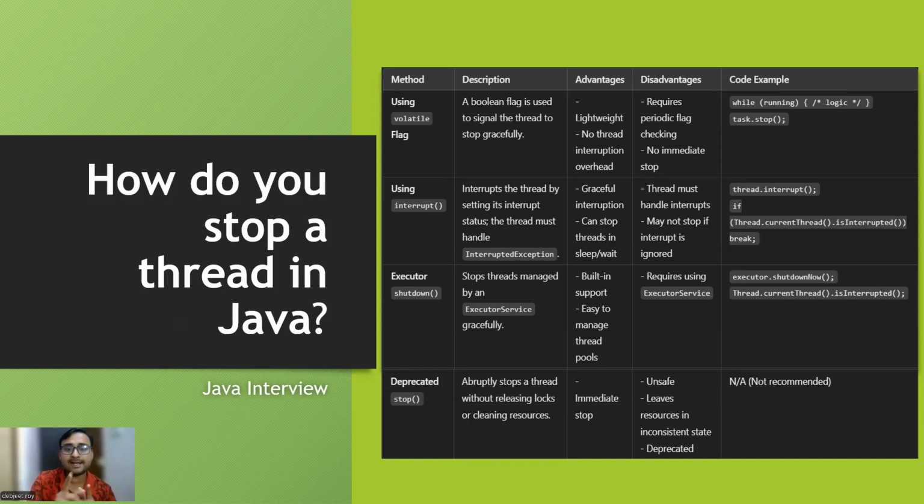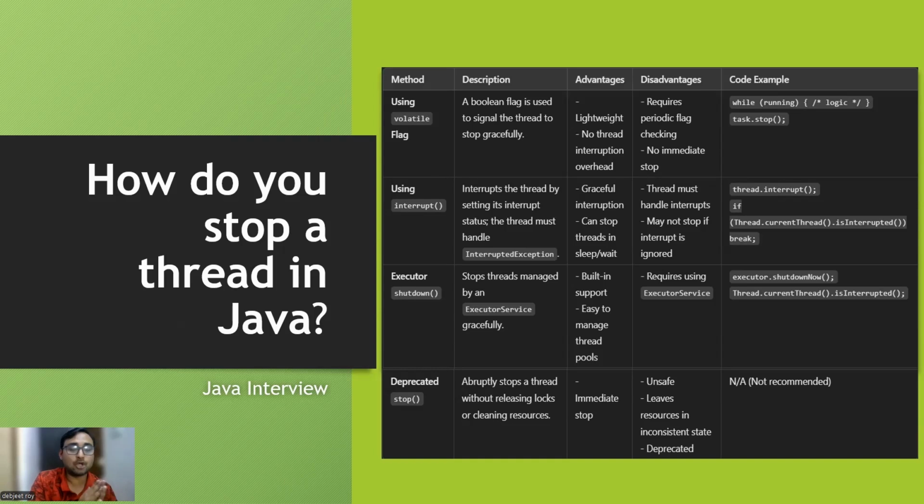Then the executor shutdown, which is the executor framework. Basically we can call the ExecutorService shutdown method. We can have ExecutorService es equal to Executors.newFixedThreadPool, and then from that reference you can call the shutdown method. Like that you can do the shutdown. This is basically used at the project level.